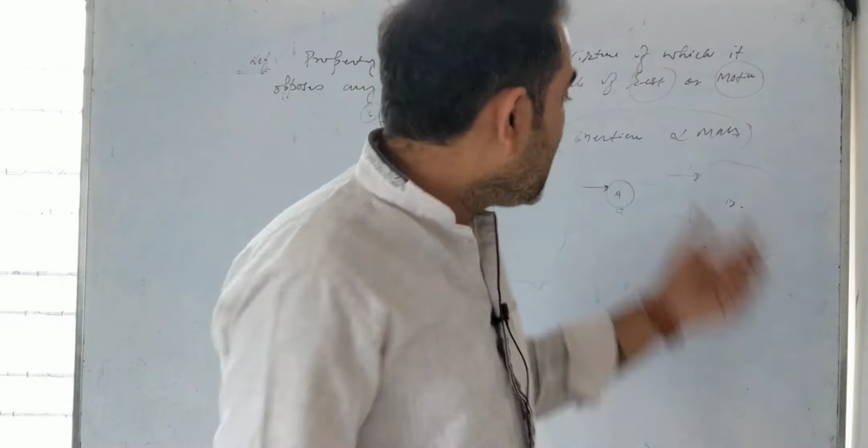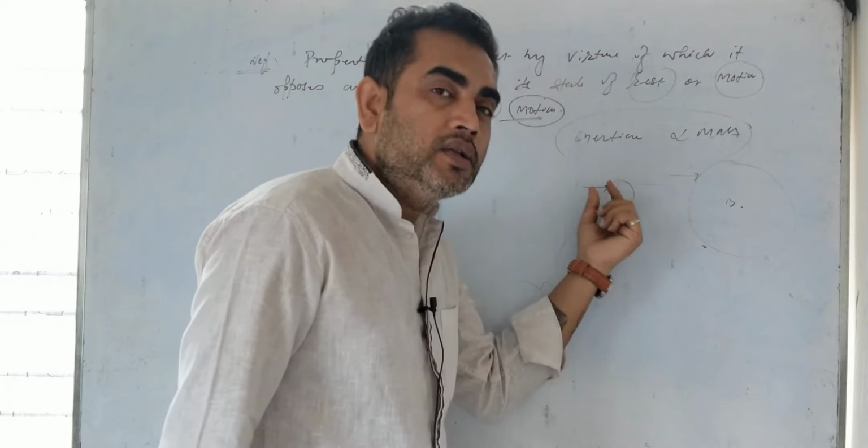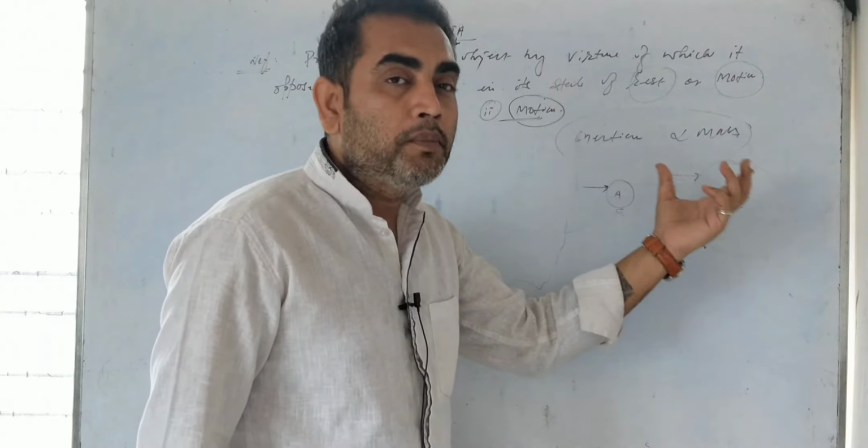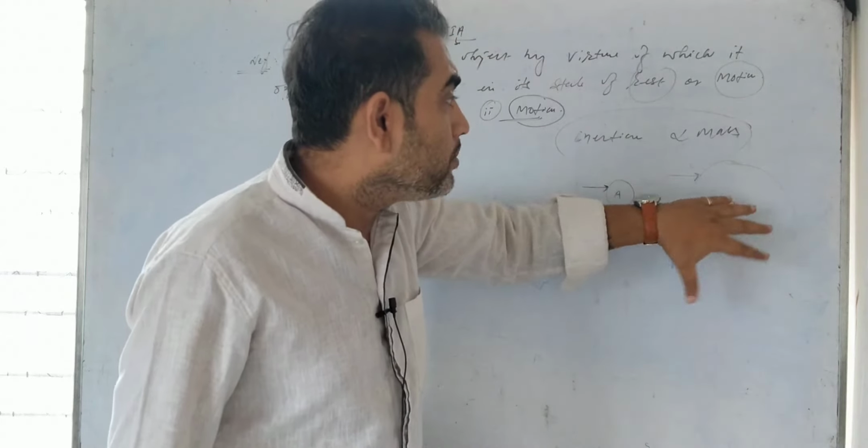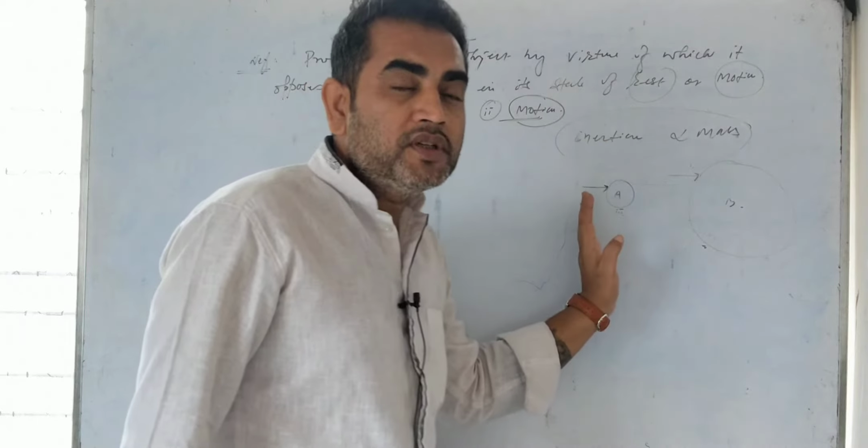Because the mass of object A is little, and the mass of object B is much more than that of object A, it has more inertia than object A.